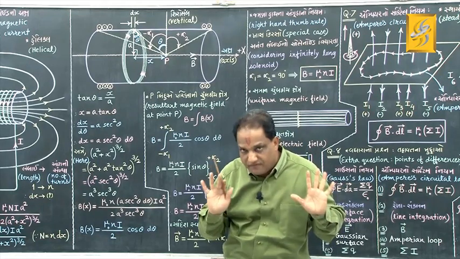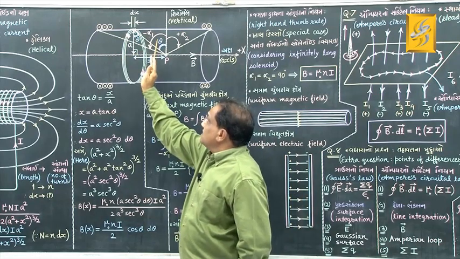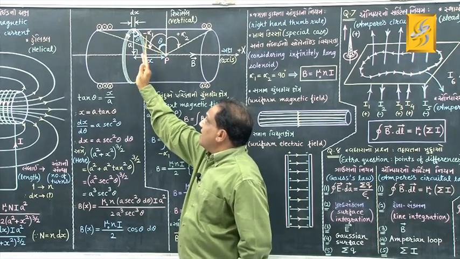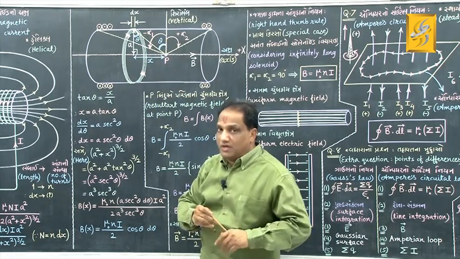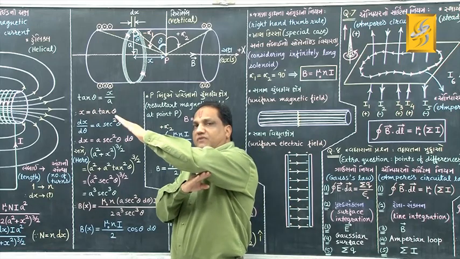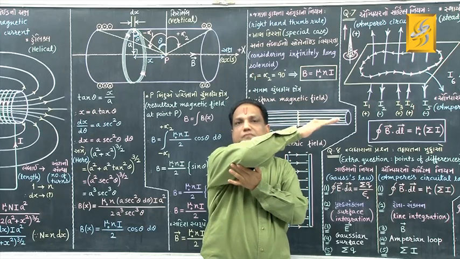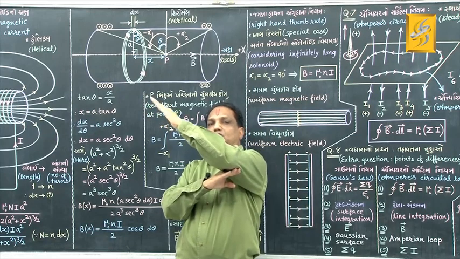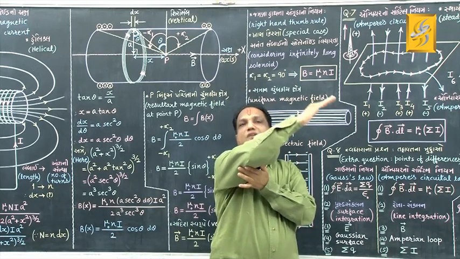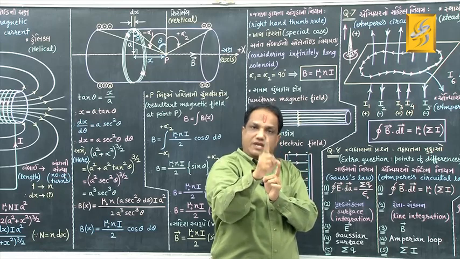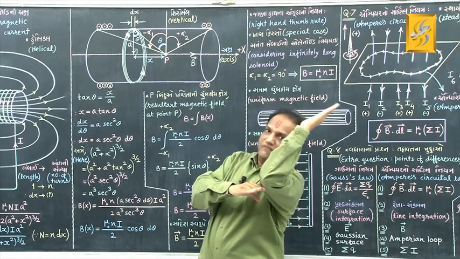Got it? Fine. Now, tell me, when you increase the value of theta from minus alpha 1 to 0, and then from 0 to plus alpha 2. Look here, minus alpha 1 to 0, correct? And then from 0 to plus alpha 2. You are increasing that angle from minus alpha 1 to 0, and from 0 to plus alpha 2, correct? So you can continuously increase the value of theta from minus alpha 1 to plus alpha 2.